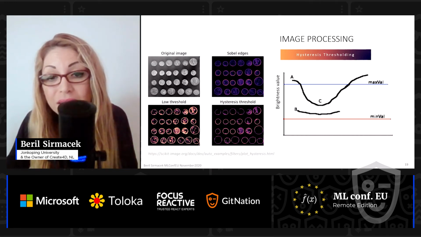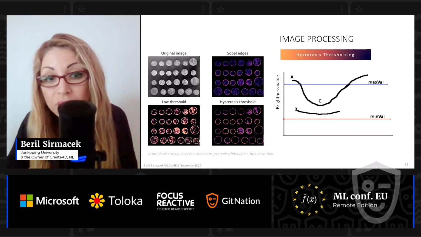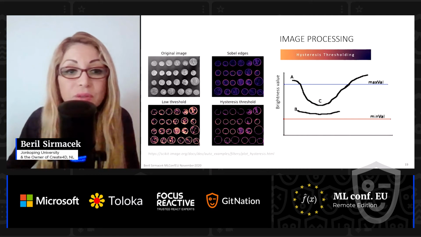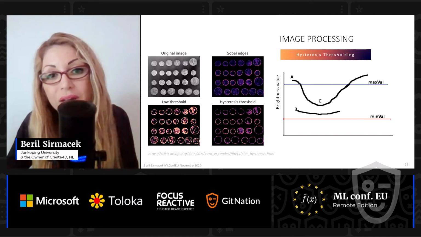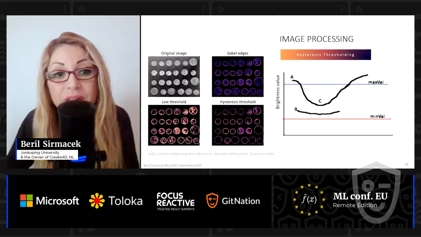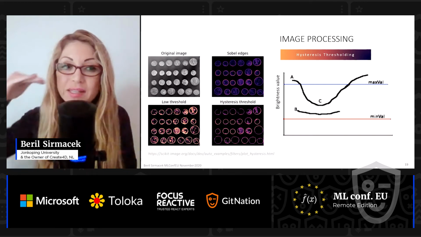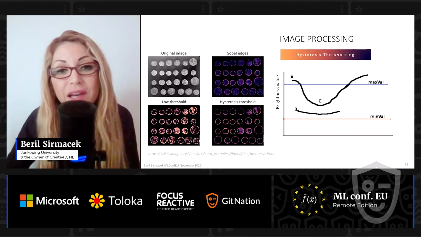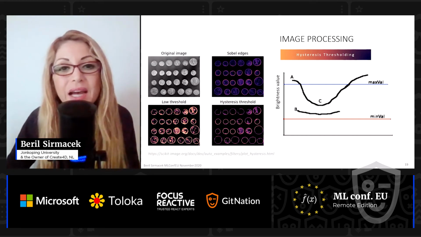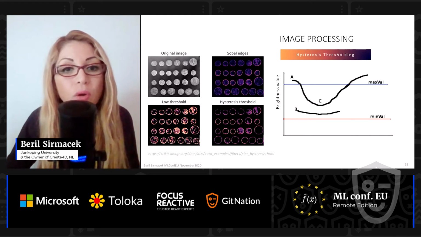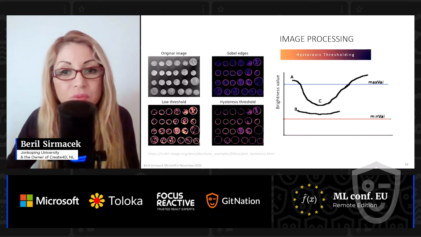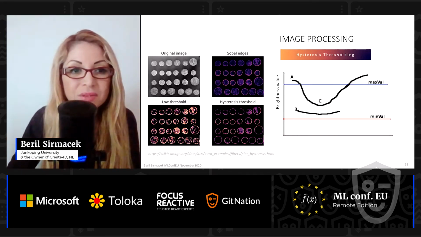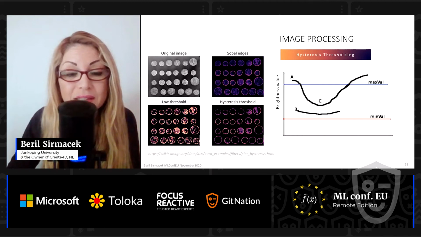We can use hysteresis thresholding, for instance. What hysteresis thresholding does is, instead of selecting one threshold like Otsu did, here we select two thresholds. One is a high threshold, the other one is a low threshold. Then we look at connected pixels, and if all of the connected pixels are lower than the high threshold, then we remove these connected pixels. They do not represent anything significant.